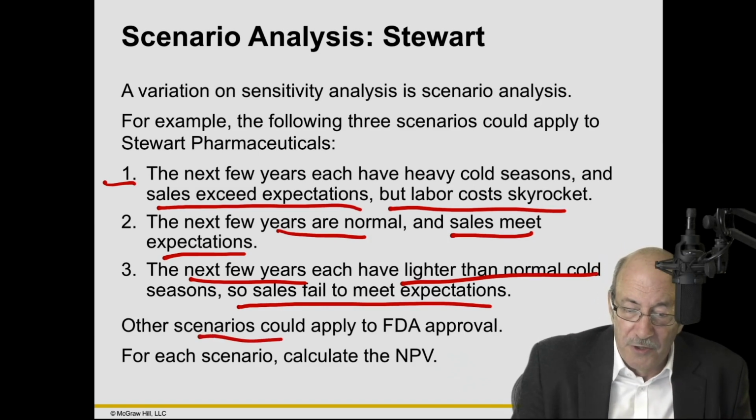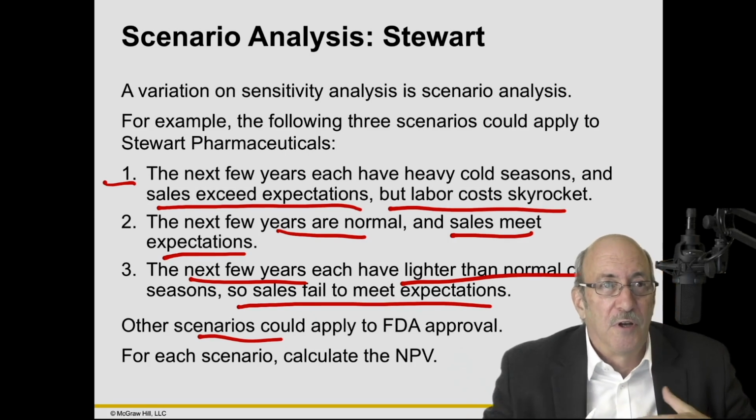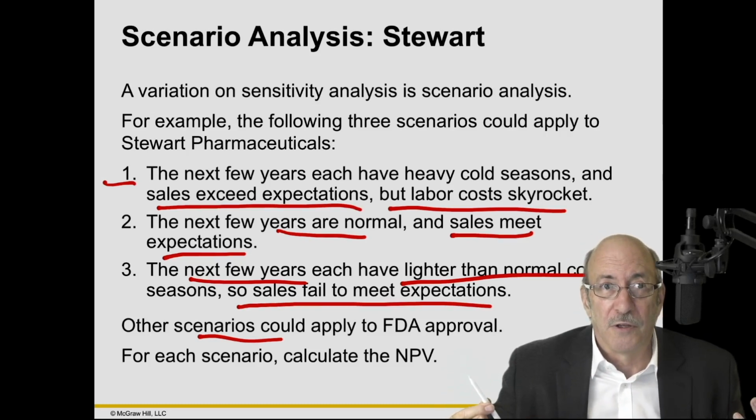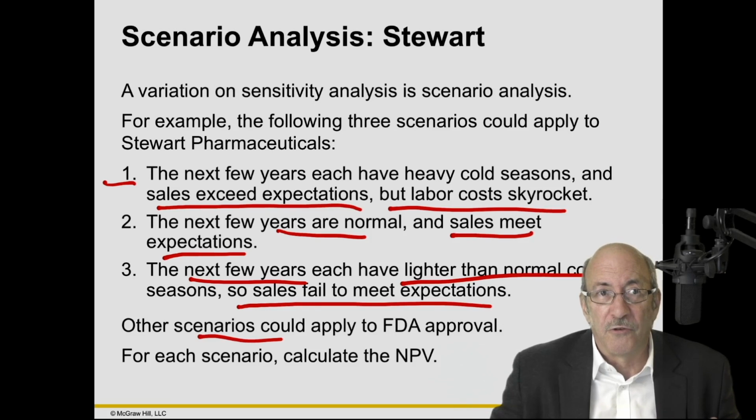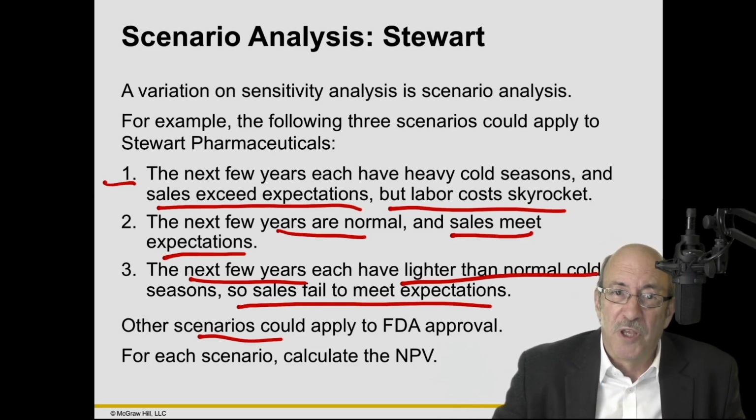They also mention other scenarios could apply. Maybe there's a problem with FDA approval that puts it off for X number of months or even years. These approval processes do not happen quickly. So we would calculate an NPV for each of these possible scenarios.